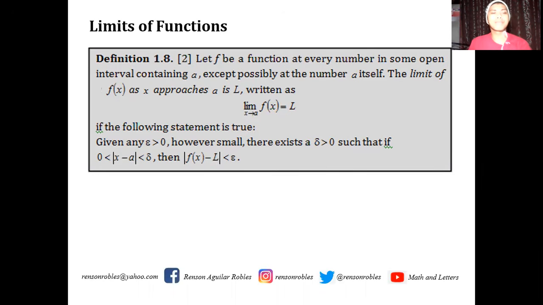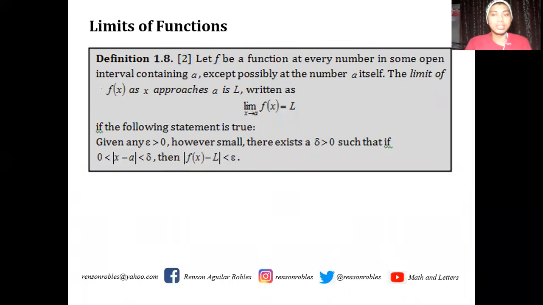Okay, if given any epsilon larger than 0, however very small, there exists a number delta greater than 0, such that if the absolute value of x minus a is greater than 0 but less than delta, then the absolute value of f of x minus L is less than epsilon. This is what you call the delta epsilon neighborhood.